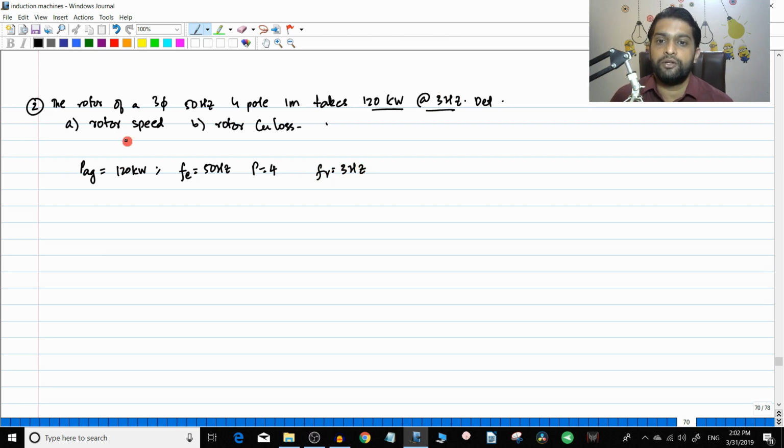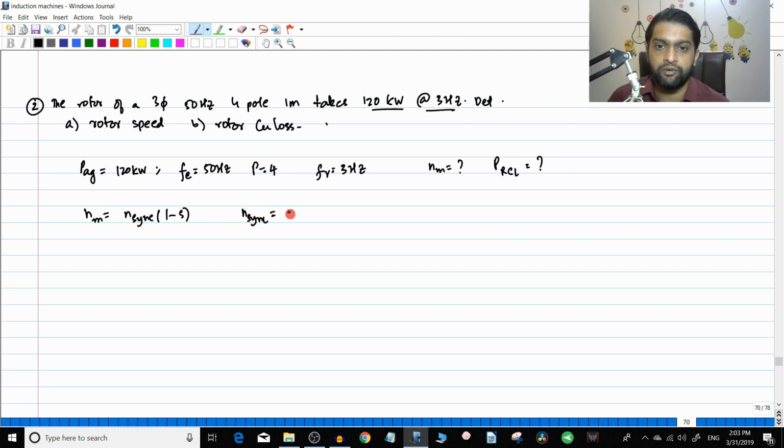And what you have to do is find the rotor speed and the rotor copper loss. So you have to find the Nm value and the P rotor copper loss. So let's start the problem. You know that Nm will be equal to N sync into 1 minus S. So let's first find the value of N sync here.